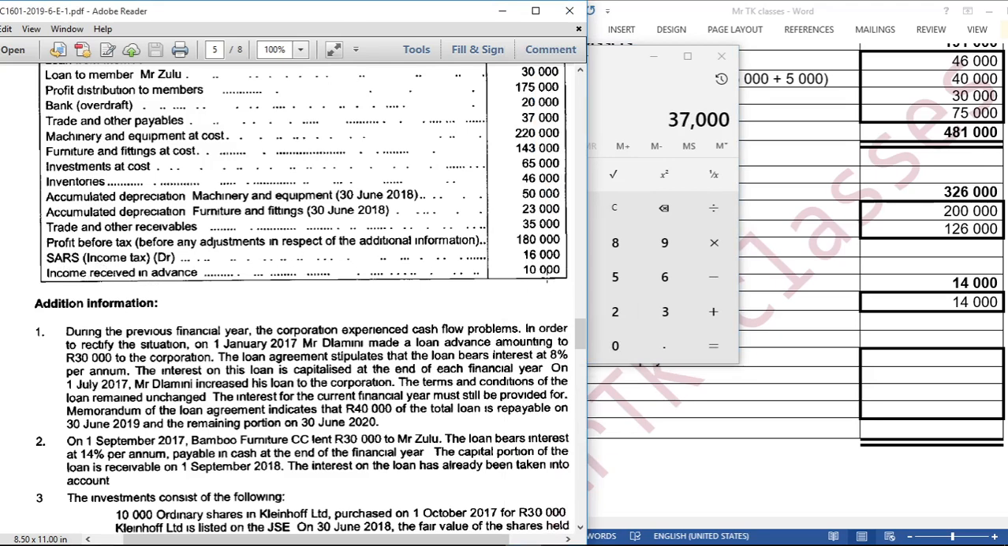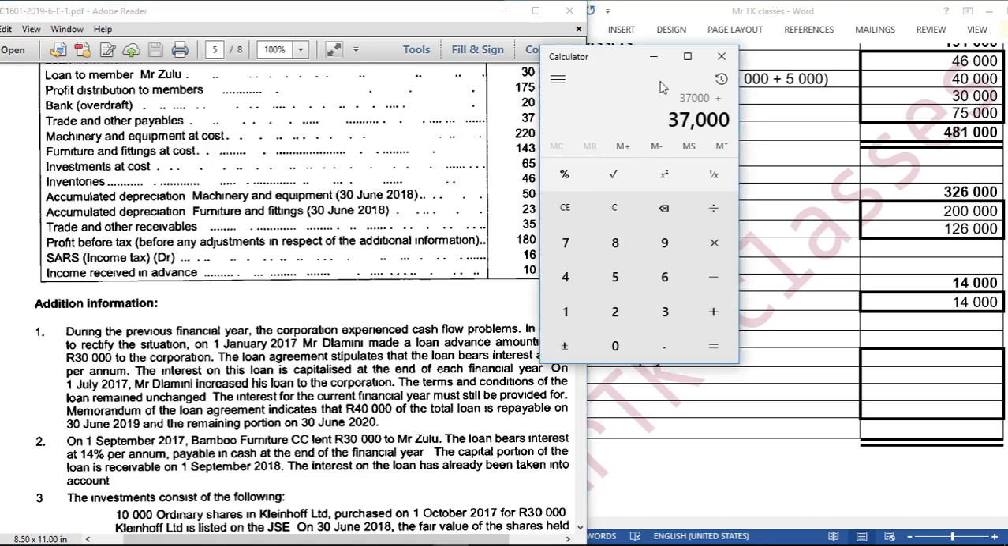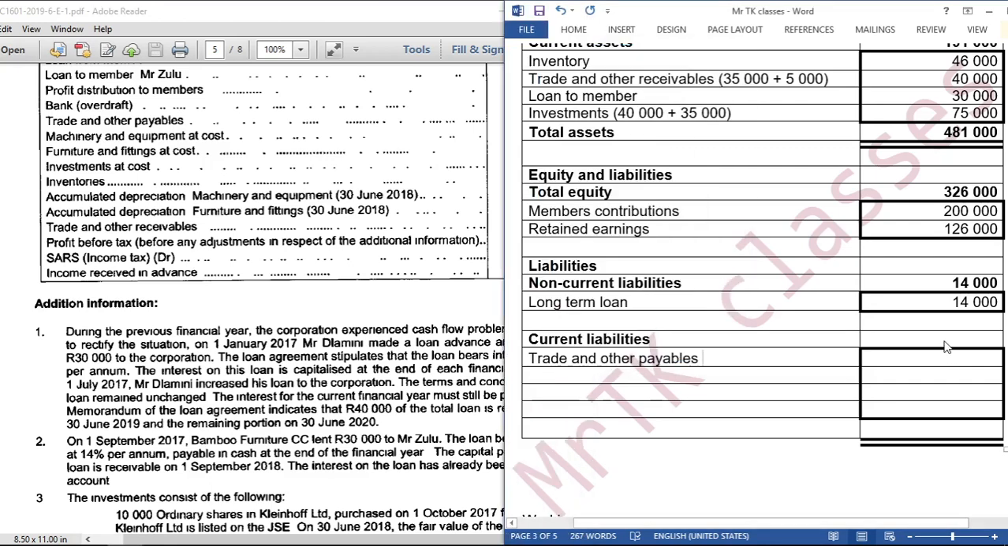Let us see. Income received in advance. If you receive income in advance, that's a liability because you are having money that is not yours. So the 10,000 is also a liability. When we add the two, we get 47,000. Let me put this in brackets: 37,000 plus 10,000.